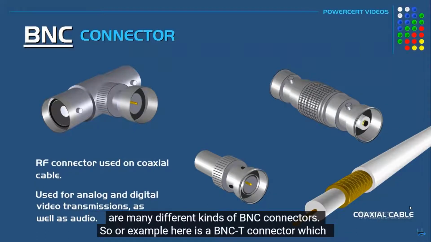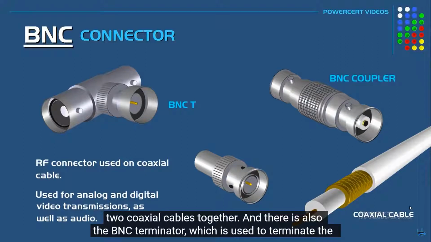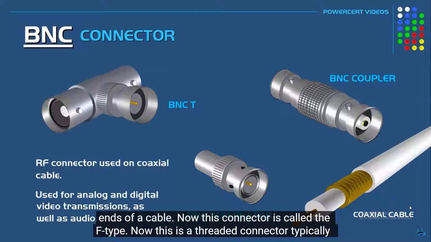Now there are many different kinds of BNC connectors. So for example, here is a BNC T connector, which connects 3 coaxial cables together. And there is also the BNC coupler, which is used to connect 2 coaxial cables together. And there is also the BNC terminator, which is used to terminate the ends of a cable.